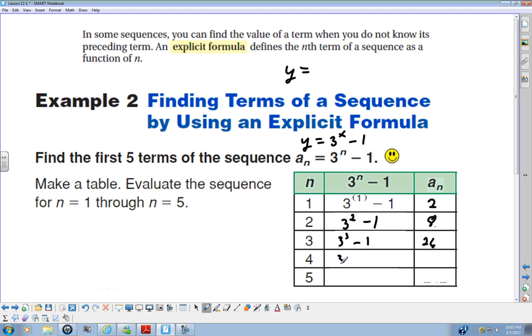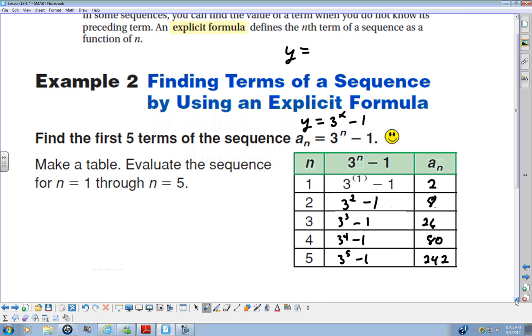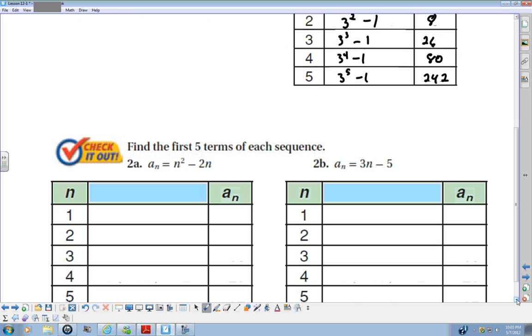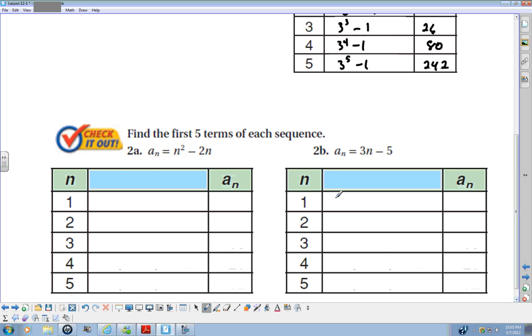Then put 4 in for n. So we get 3 to the fourth, which is 81 minus 1 is 80. And then put 5 in for n. So we get 3 to the fifth minus 1, which is 243 minus 1, which is 242. So if it's an explicit formula, then we just put the value of the term number in for n.